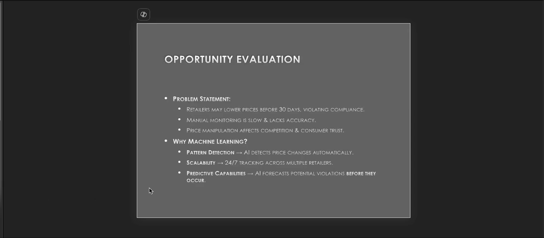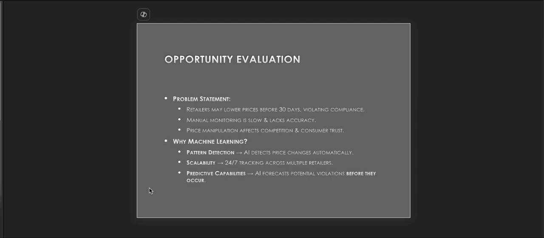Opportunity evaluation, problem statement. Retailers may lower prices before 30 days, which is the cap. You need to have a price at 30 days or less when you're at full price. Otherwise, you're violating compliance if it's less than 30 days, not more. So the full retail price has to be set at least 30 days before you lower it. If you lower it before, then it could be considered a breach.